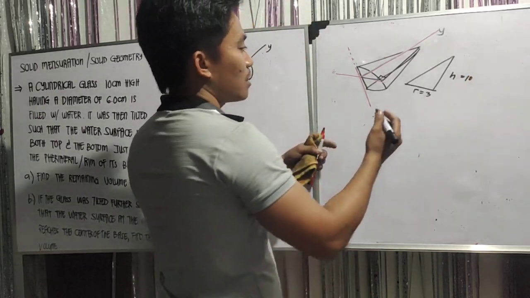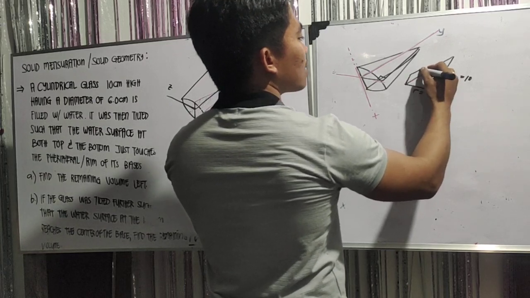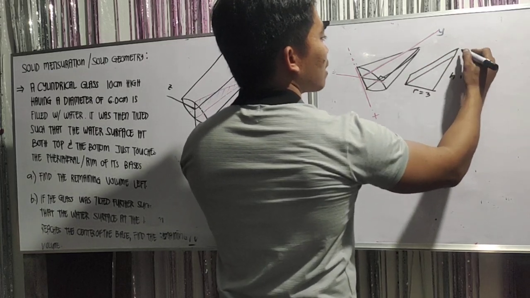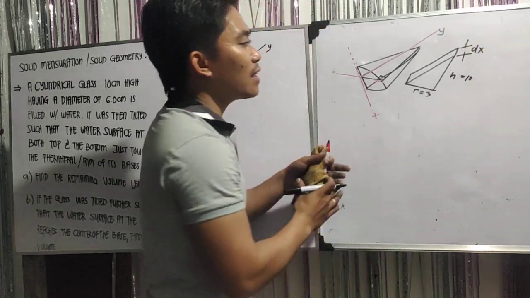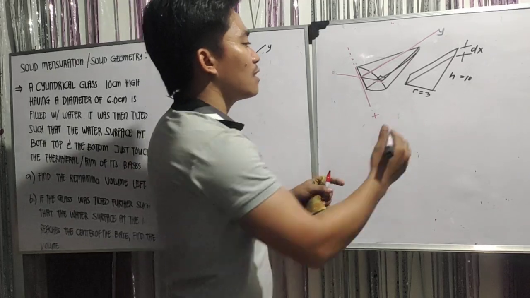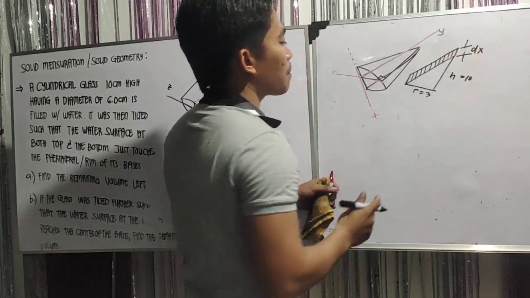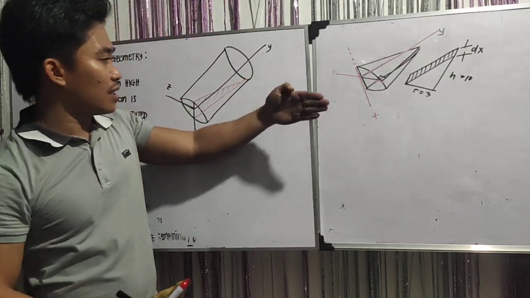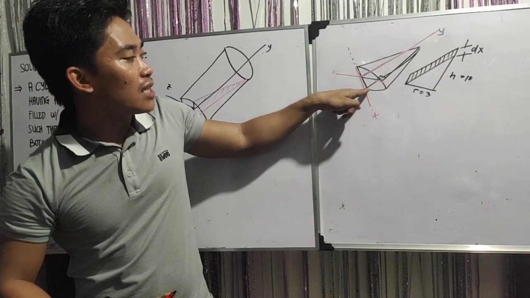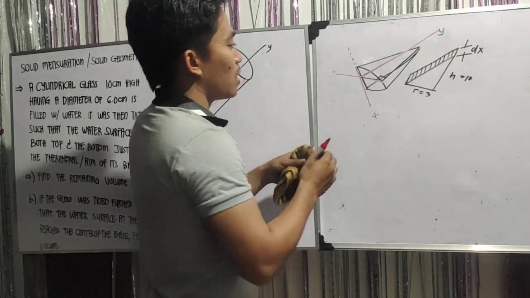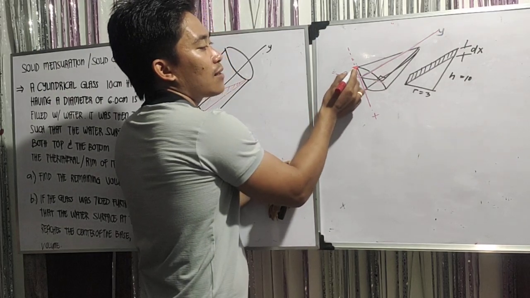Yung gawin mo ngayon, lagyan mo siya ng thickness. Okay? Lagyan mo siya ng thickness wherein yung thickness niya is called dx. Now, kanina, nagdi-dy tayo. Bakit ngayon, dx na yung gagamitin? Makinig. Yung gawin ko, okay? I-chop-chop ko siya. I-slice ko siya mula sa point na ito hanggang doon sa kabila.